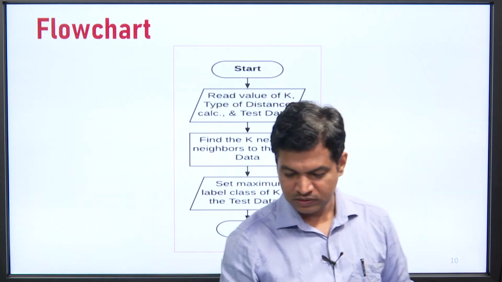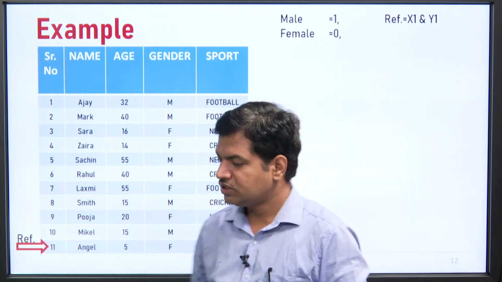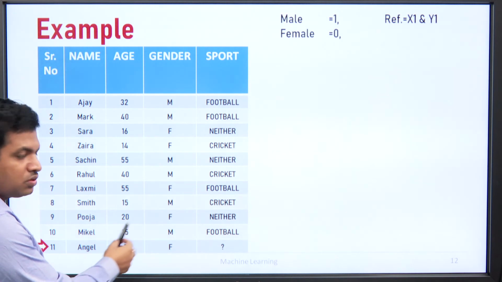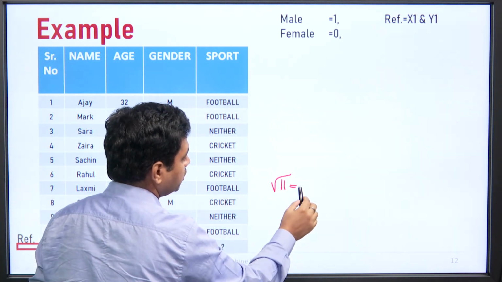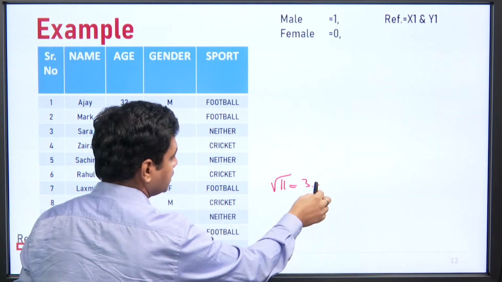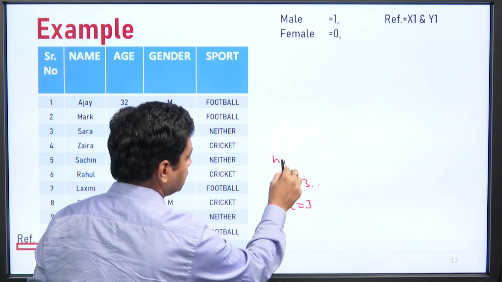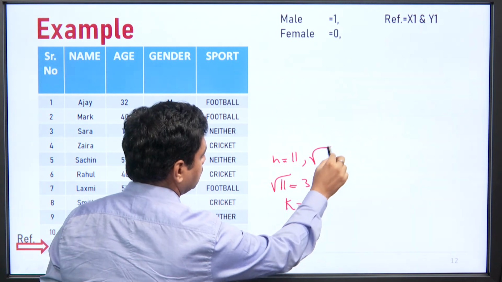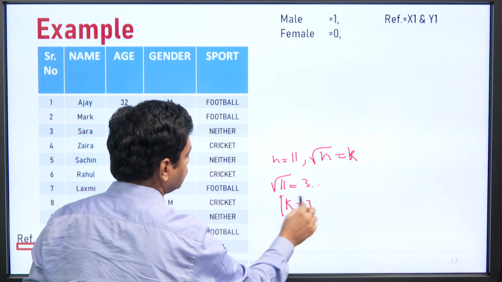So, we can see that there are 11 samples. The root of 11 is nothing but 3 point something, so we take the value of k equal to 3. Here n is nothing but 11, and root of n is k. So, the k value is determined to be 3.